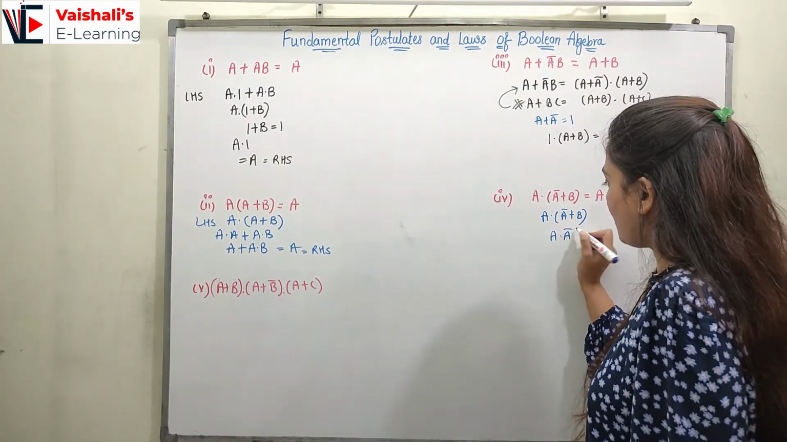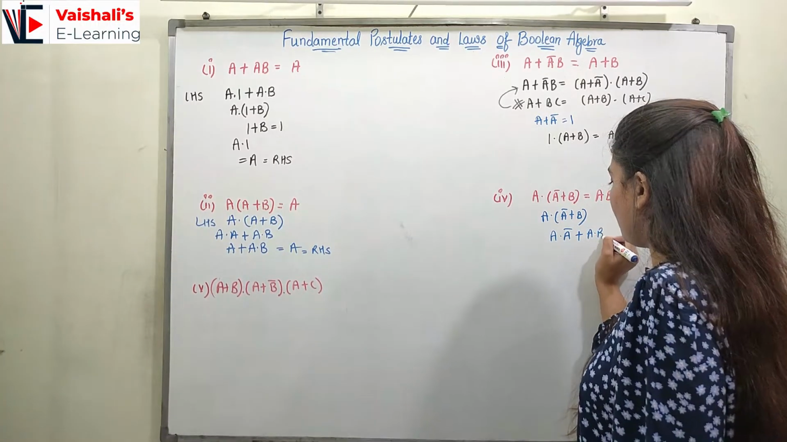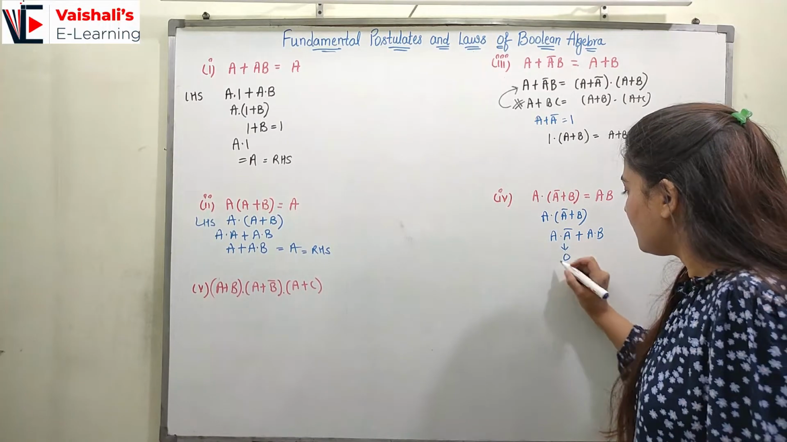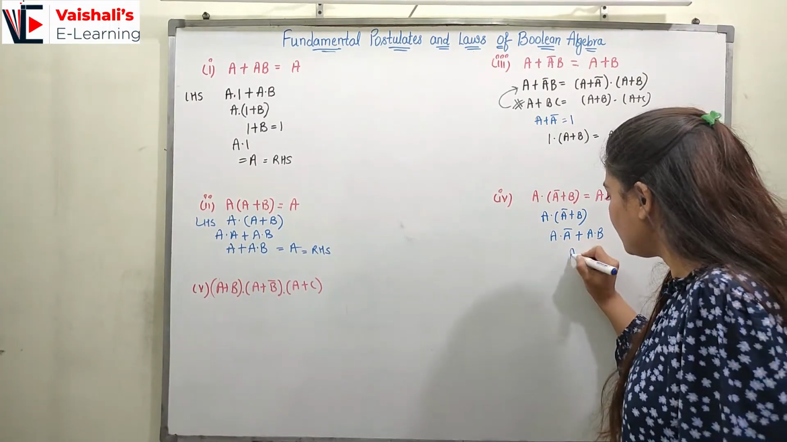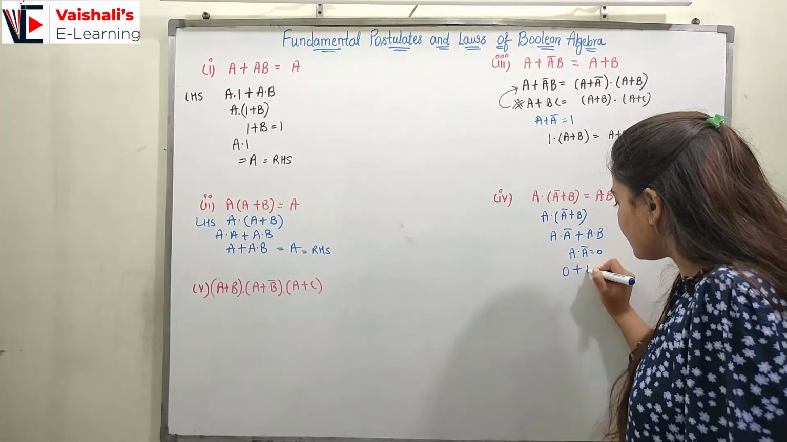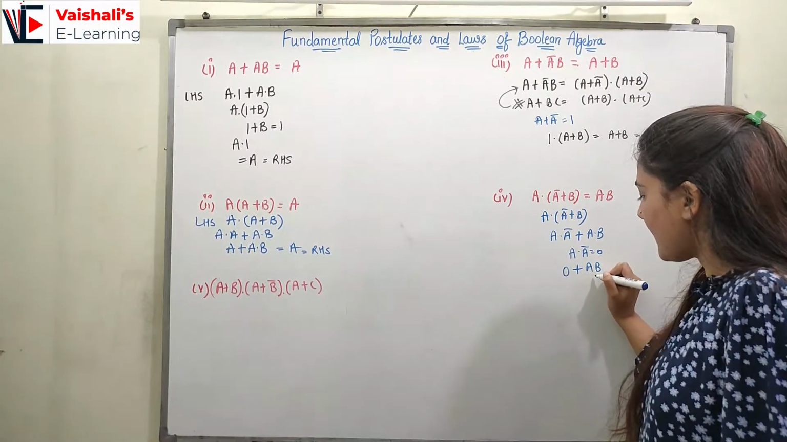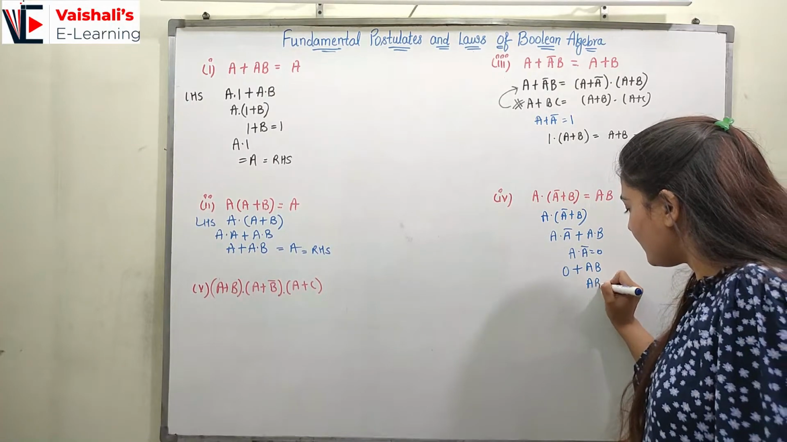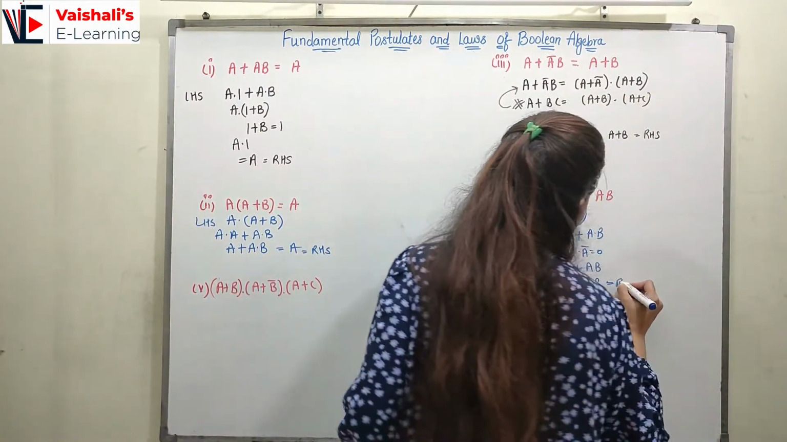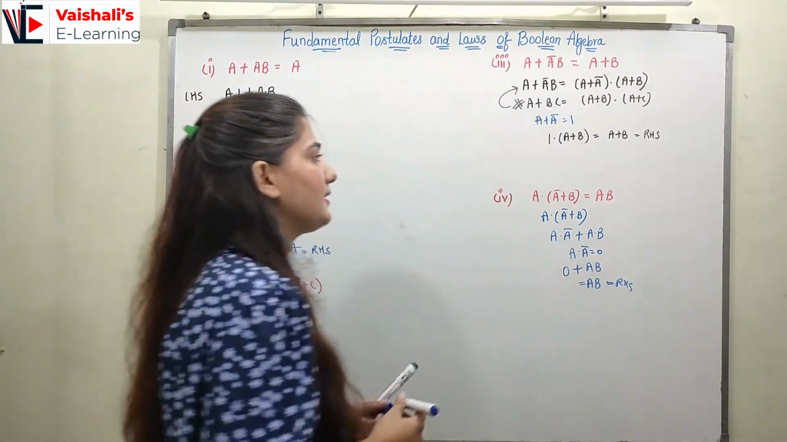I will be having A dot A bar plus A dot B. A dot A bar would be equal to 0, right? So I can write it over here: A dot A bar is equal to 0. So 0 plus AB. When 0 is added to any variable, I am going to get the variable only, A dot B only. So this is equal to the right hand side. So in this manner I can solve it.